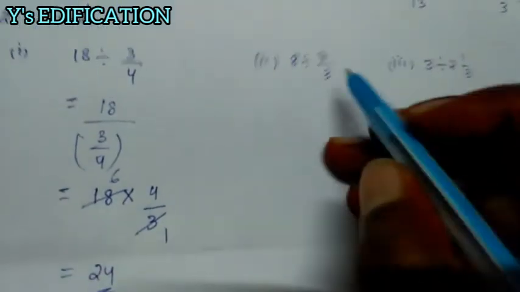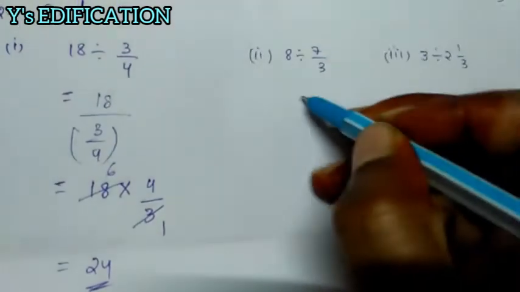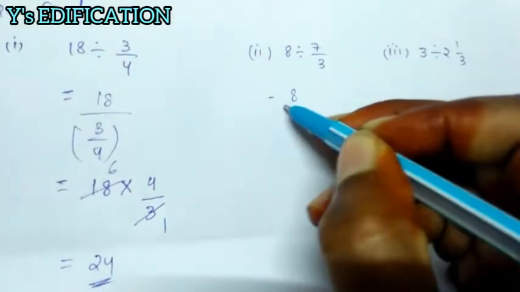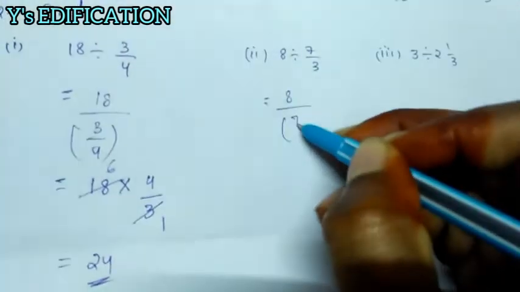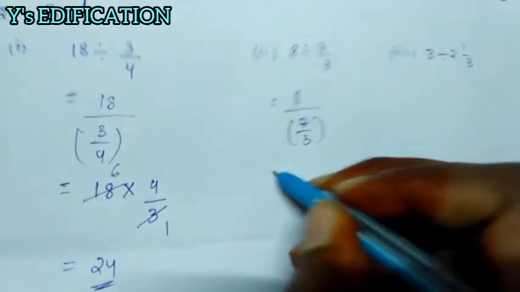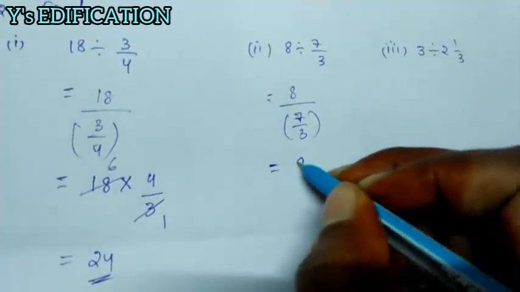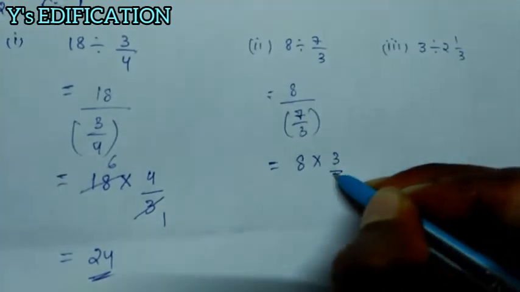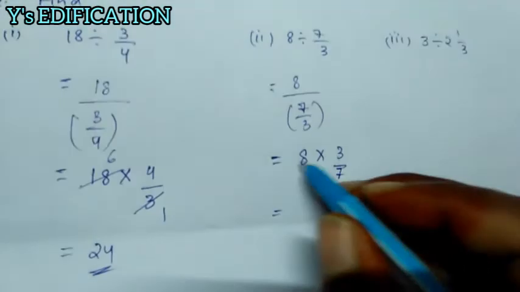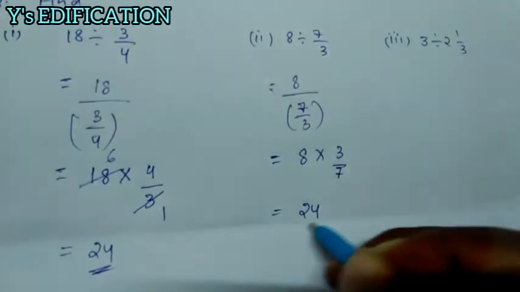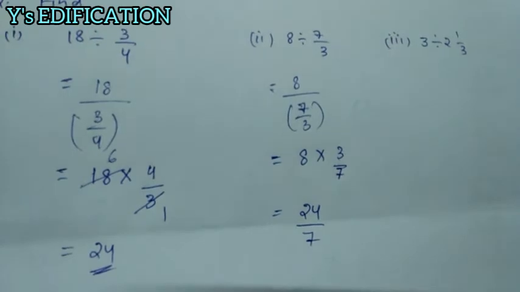Okay. Next one. 8 divided by 7 by 3. So that is 8 by 7 by 3. Okay. So what will it become? 8 into 3 by 7. So what is 8 into 3? 8 into 3 is 24 by 7.